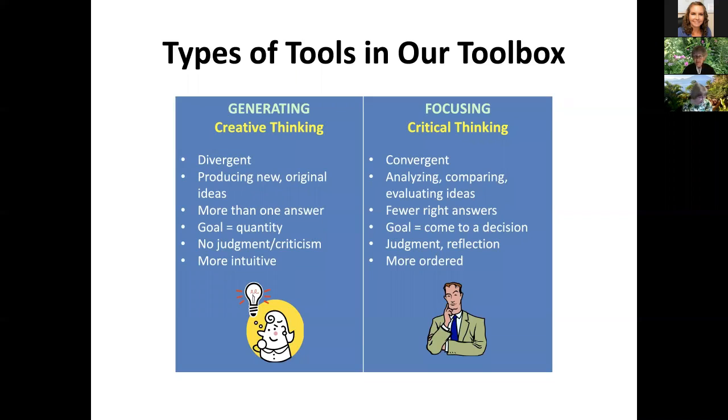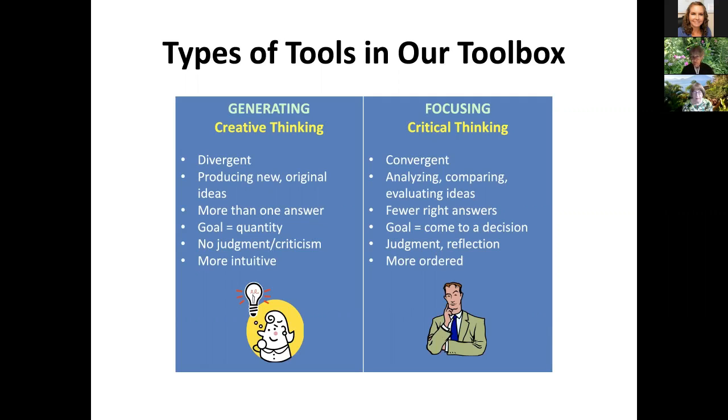There's two basic types of tools. There are generating tools. This is the more creative thinking or divergent thinking. It's where you're trying to produce new original ideas. There's more than one answer to come up with. In fact, the goal is to see how many things you can come up with. There's no judgment or criticism while you're thinking of ideas. So it's a more intuitive kind of thinking.